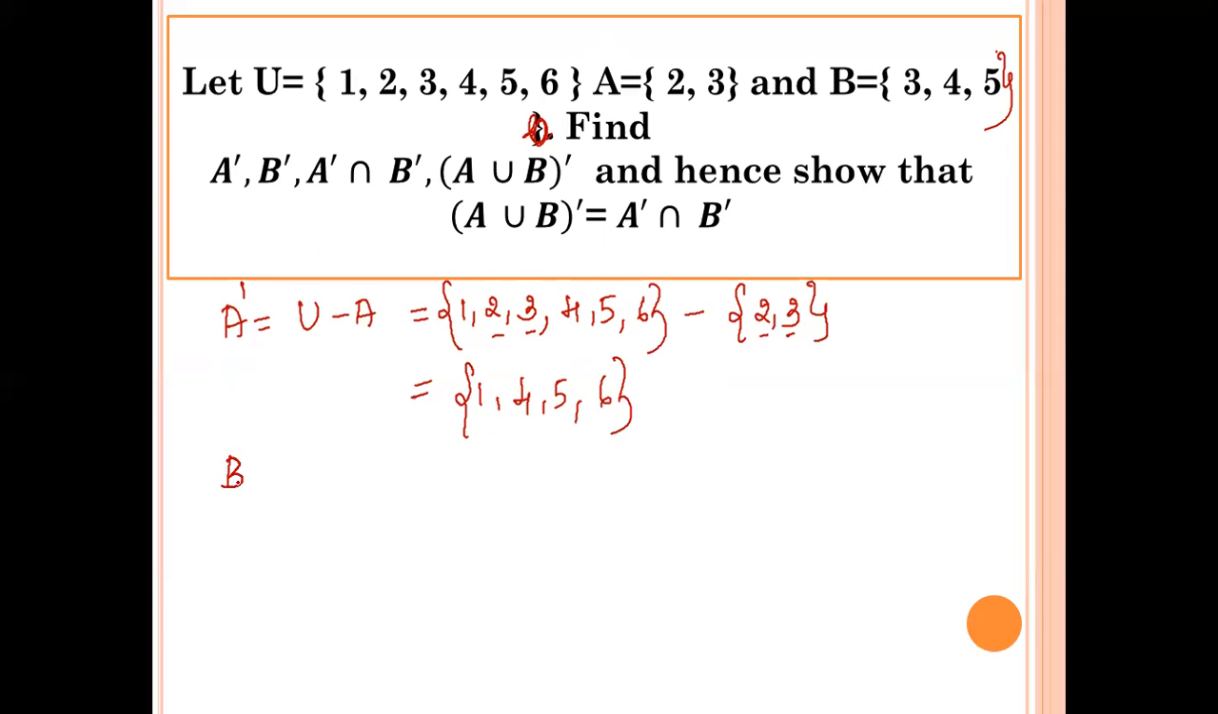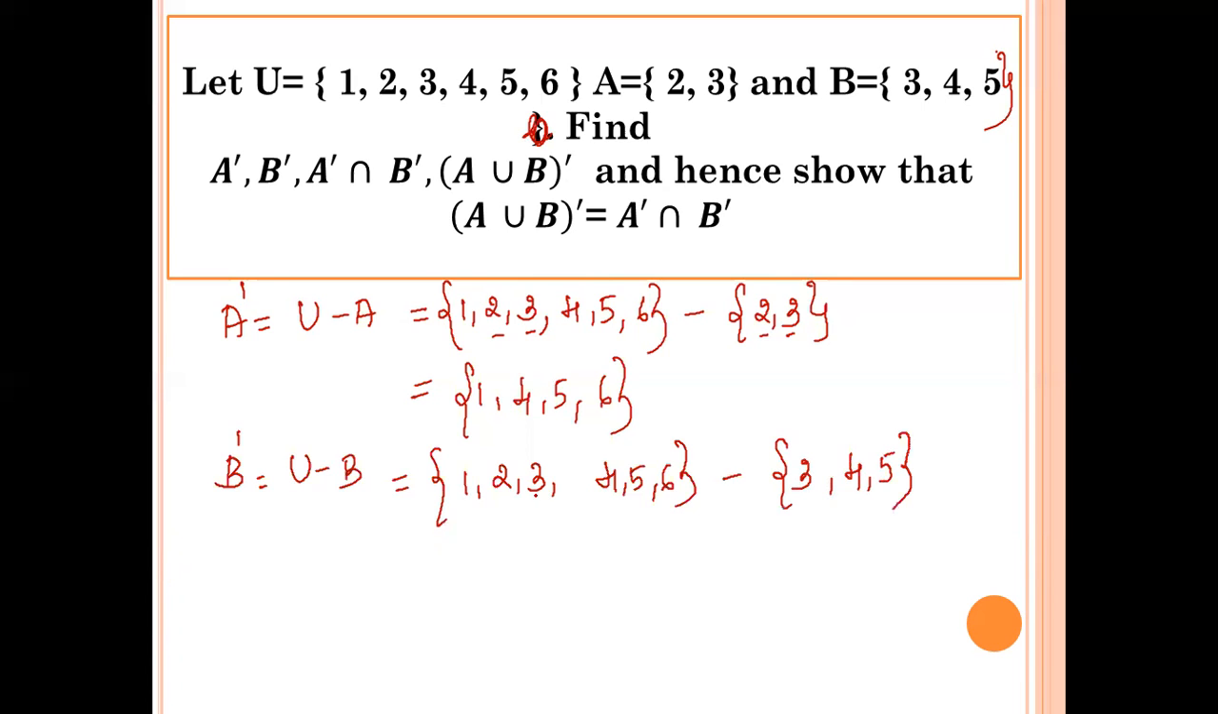Now how to find B dash? B dash is U minus B. Correct? What is U? Again 1, 2, 3, 4, 5, 6, minus B, and B is 3, 4, 5. So what are the common elements between U and B? 3, 4, 5 is common between U and B. So when you do U minus B, you have to write those elements in U which are not in B. So what is your U minus B? 1, 2 and 6. So this is your B dash.